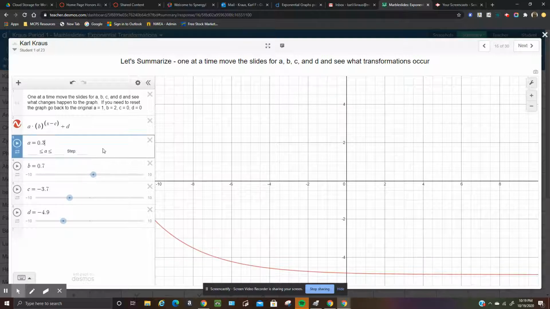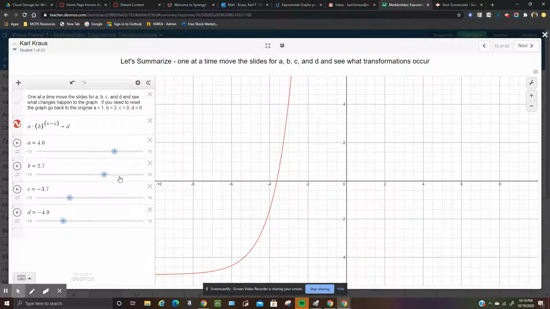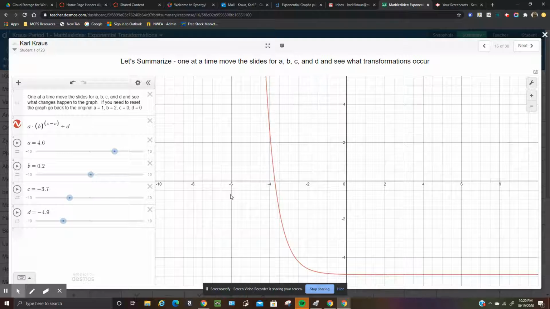Let's make it positive. A is the dilation, and then B, that's your multiplier. You notice that if it's between 0 and 1, then it shows decay. Same thing with A. If I make it negative, it shows decay.